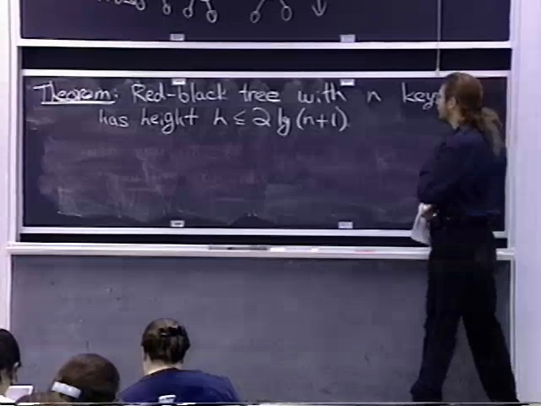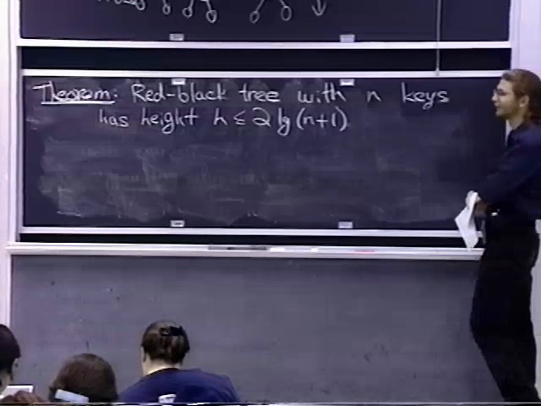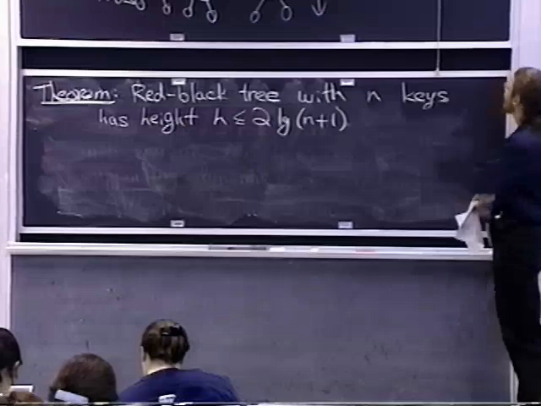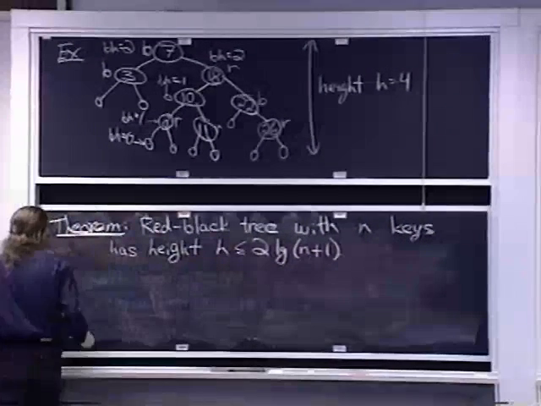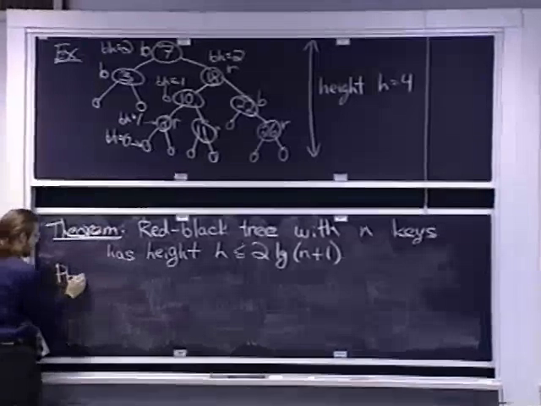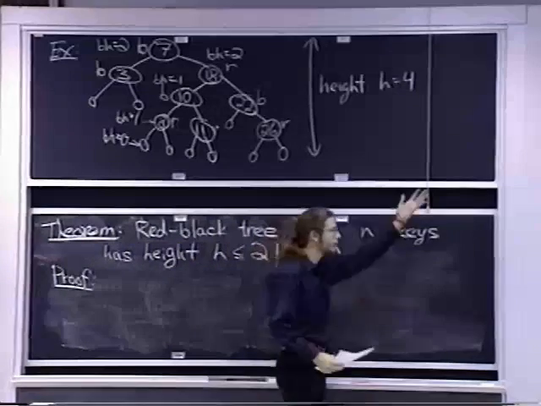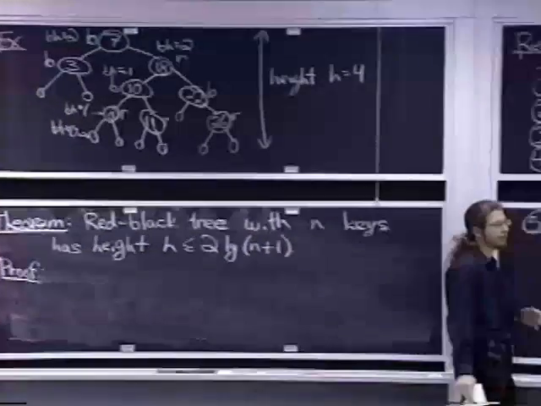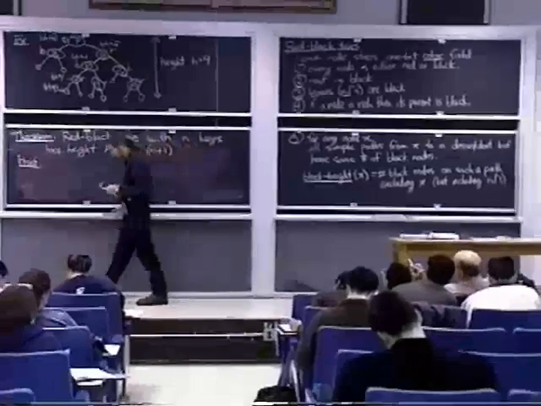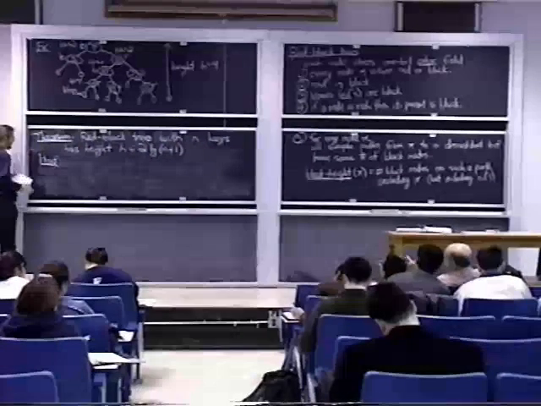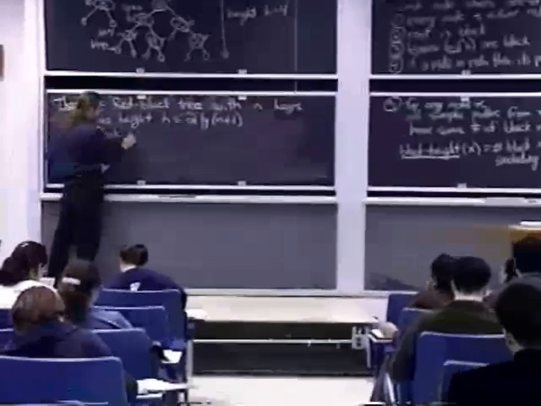Okay, so we're not counting the leaves. Log of 8 is 3, right? Times 2 is 6. So this has height 4, which is smaller than 6. Good. Easy enough. And this proof will, I think in particular, show you what's going on with red-black trees. These definitions may seem a little artificial, but once you see what's going on in this proof, you'll understand what's really going on, I would say. The book has a different proof using induction.